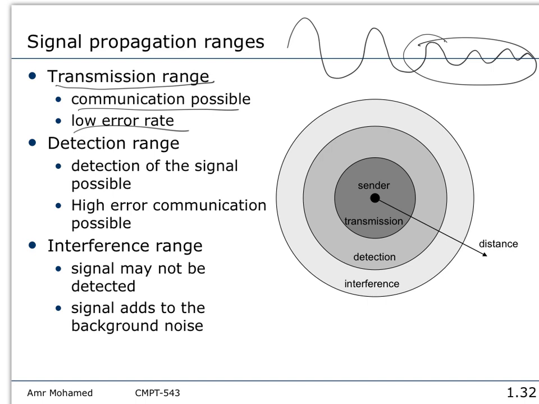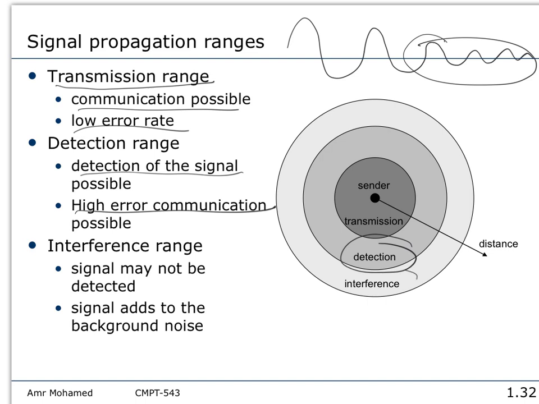In the detection range, the signal energy is still above the noise level. Okay, this is problematic. Why? Because we cannot say that the reception is not possible. The reception is still possible, but with very high error rates. Okay? So this is the detection range. The signal is detected, but it has a very high probability of error in distinguishing the ones and the zeros and reading the digital data out of this signal. Clear?